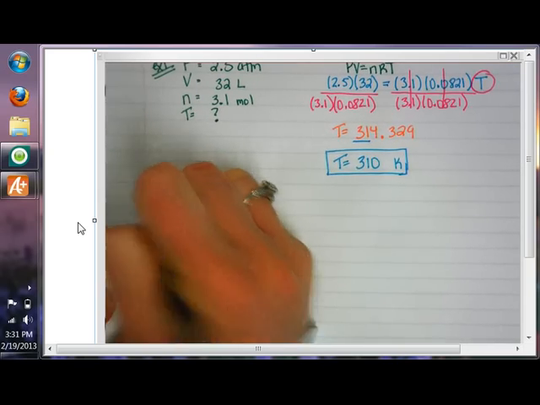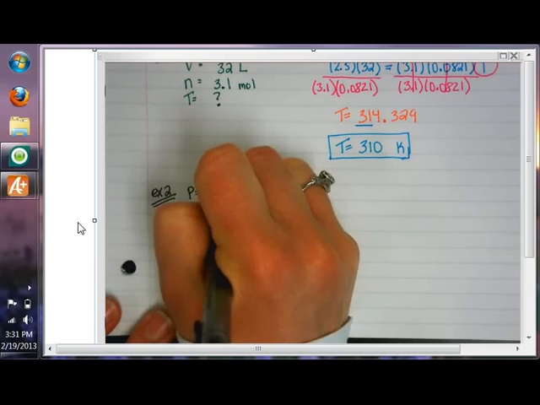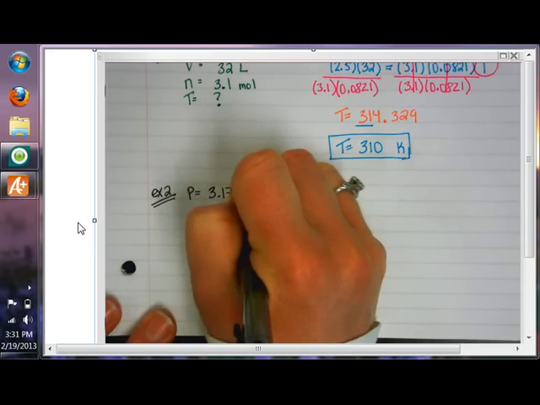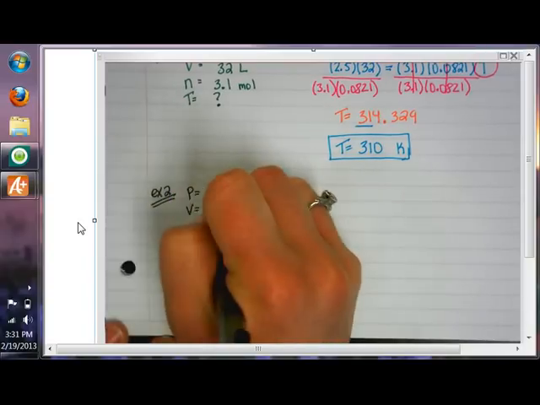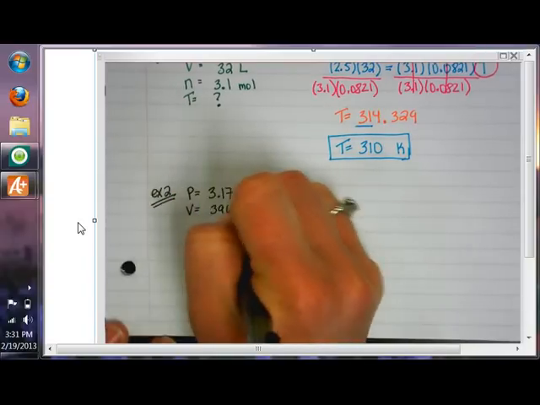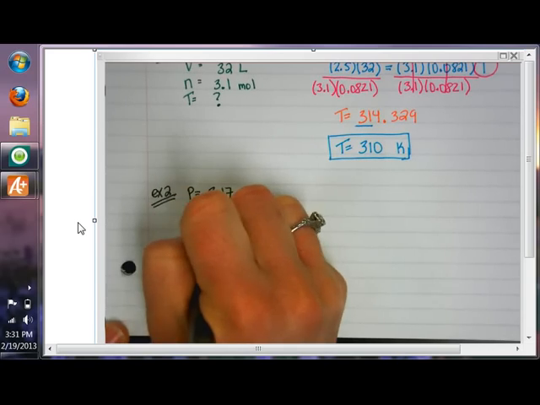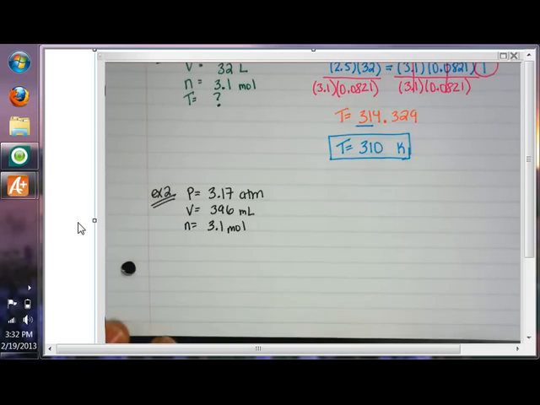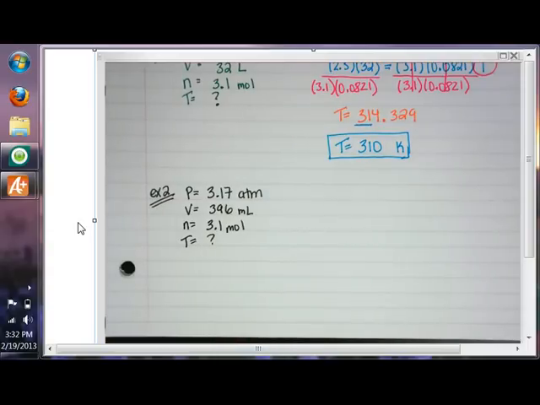So let's do one more of these problems. Example 2, let's say that the pressure is 3.17 ATM, and let's say the volume is 396 milliliters, and let's say n equals 3.1 moles, and they want to find temperature again.